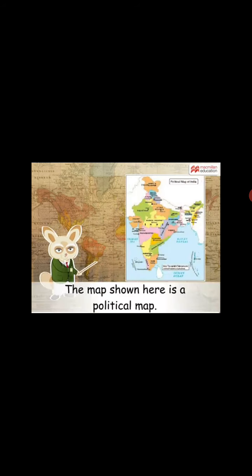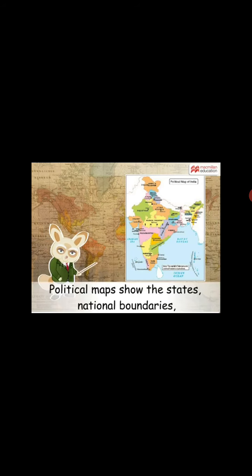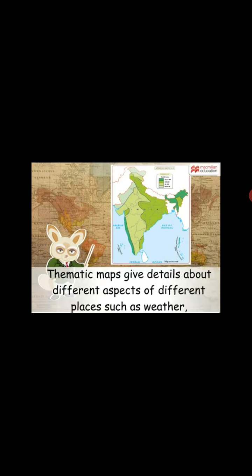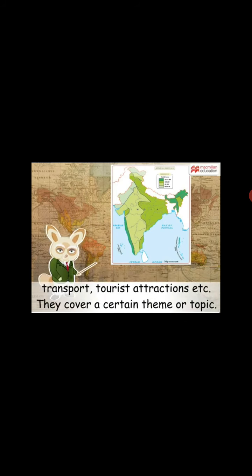The map shown here is a political map. Political maps show the states, national boundaries, capital and major cities of a country. The map shown here is a thematic map. Thematic maps give details about different aspects of different places, such as weather, transport, tourist attractions, etc. They, therefore, cover a certain theme or topic.